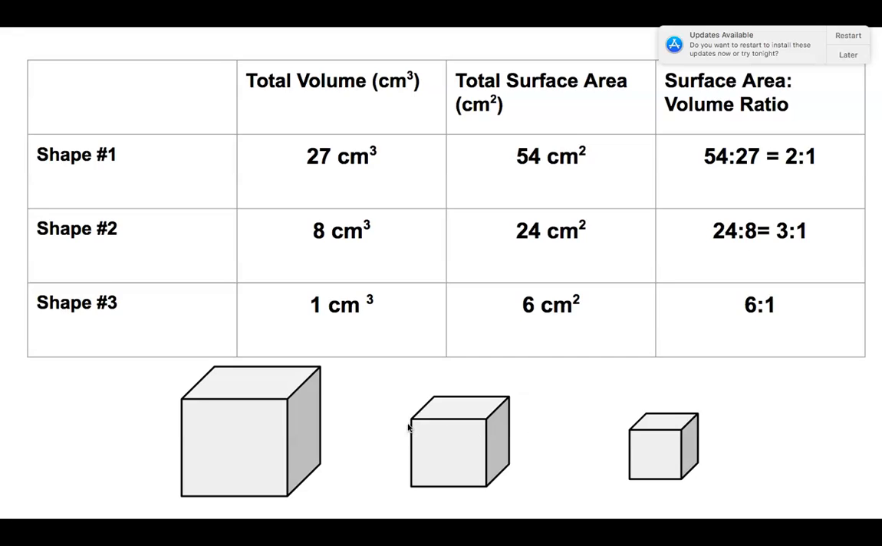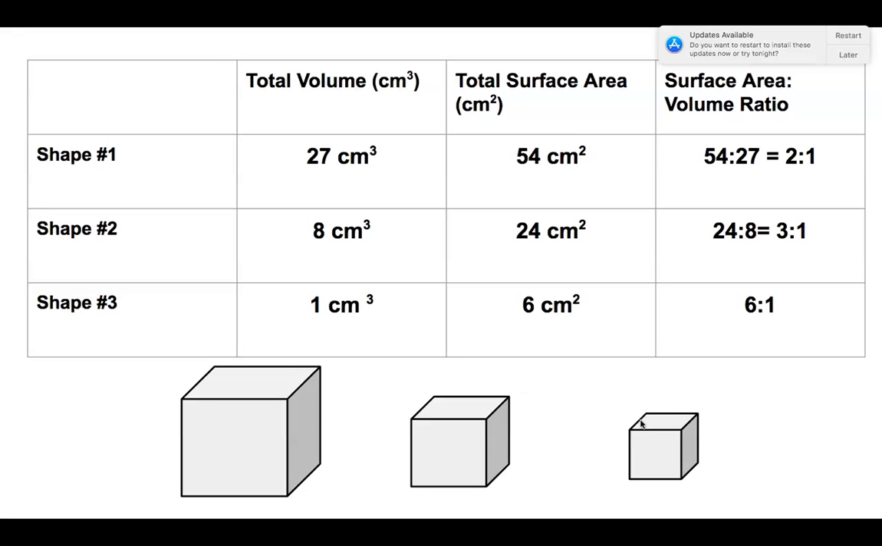Our next shape, number 2, was also a cube, but it's a 2 by 2 by 2. And so 2 cubed is 8 centimeters cubed for volume. And then 6s squared would be 4 times 6, which is 24. So you get a 24 to 8 surface area to volume ratio, that's 3 to 1. Shape number 3 is the smallest cube. That was just a 1 by 1 by 1. So you get 1 centimeter cubed for your volume and then 6 centimeters squared for your surface area, a 6 to 1 ratio. So notice that as we get a smaller cube, our surface area to volume ratio actually increases.